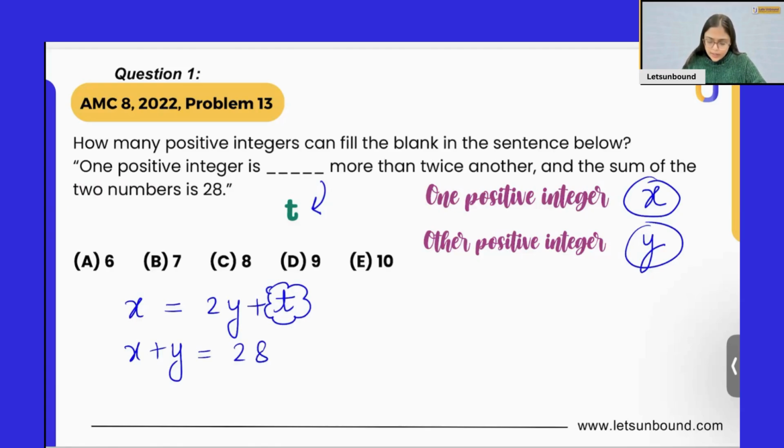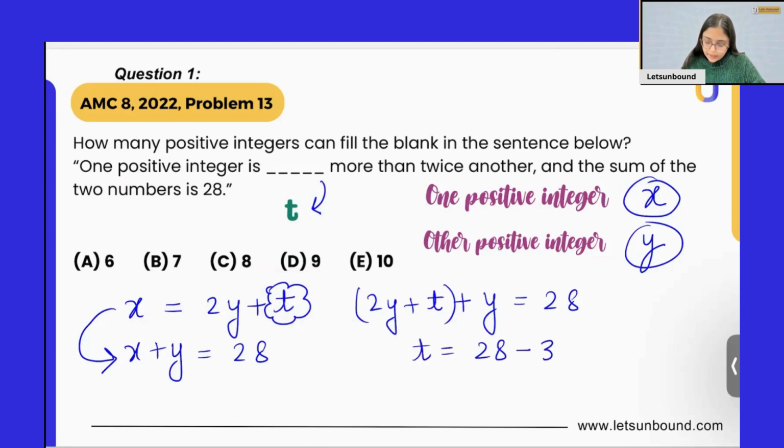Now, why don't we use the first expression and substitute in the second, right? That means we can use this value of x and put it here in the second expression. All right, so let's see what we get. Therefore, we get 2y plus t plus y equals 28. So what is this? It is t equals 28 minus 3 times y. Am I right? Yes.